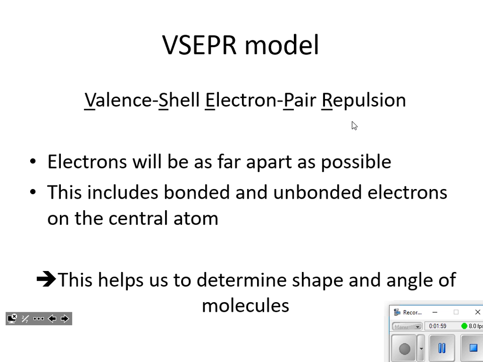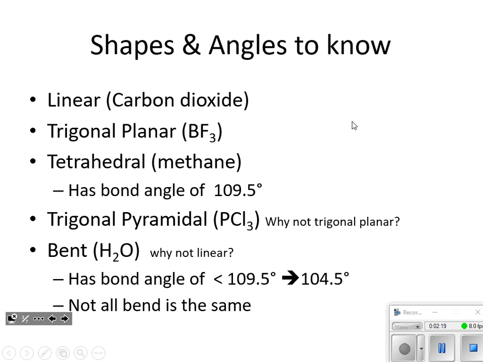But again, this VSEPR model of the atom, when we talk about shapes and angles, is dealing with how electrons repel one another. Again, our application of this, taking it a step further, is when we start talking about intermolecular forces between molecules. All right, so I'm going to move on to the next slide.